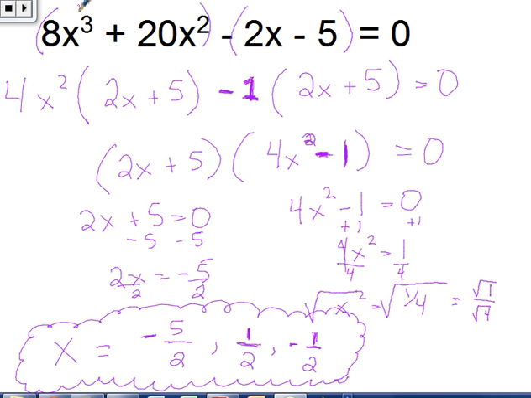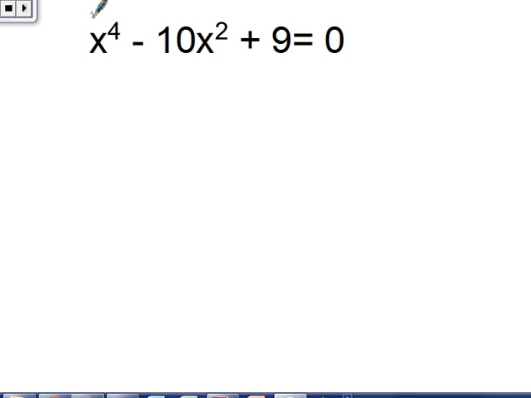Okay, so there's two examples of factoring by grouping. Now let's move on to some other types of factorizations. So here, if you'll notice, we have an x to the 4th and an x squared and then no x term. Okay? So this is not exactly the same, but we're going to factor this like we would factor any old quadratic equation.